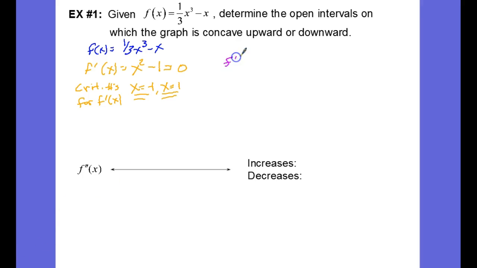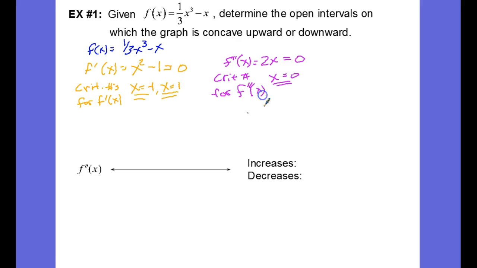Now let's take the second derivative. So f double prime of x is equal to the derivative of x squared minus 1, which is just 2x. And set that equal to 0 to find critical values for f double prime. And so we have x equals 0. This is the critical number, or critical value, for f double prime of x.